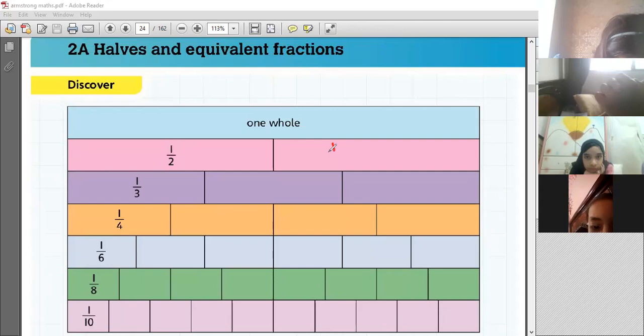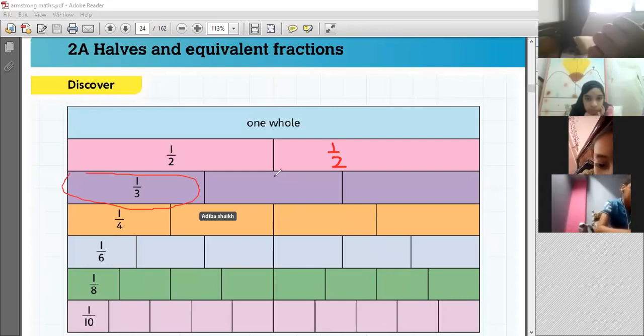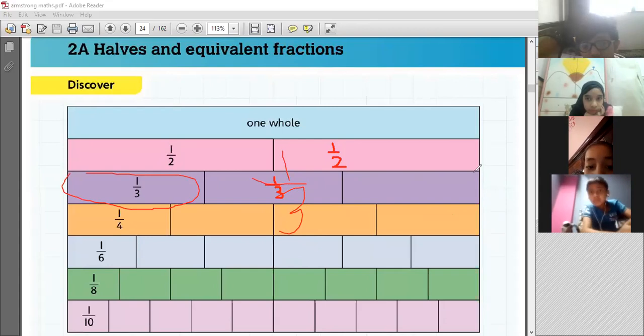This is half. How much is this? Tell me. Adiba, you're right, 1 upon 3. Okay, how about this? Amatur, would you like to answer? Abdullah, I know you can answer, but let me ask Amatur and give her a chance. Amatur, can you tell me this block is what fraction?